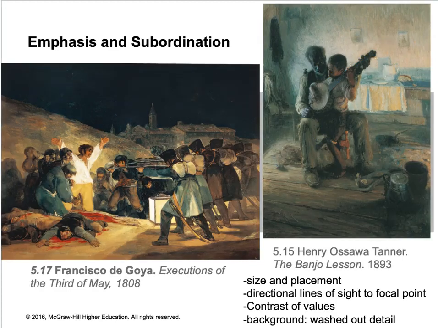Another thing you have going here is value, just like in de Goya's Third of May painting. This one, The Banjo Lesson, has contrast in value. Look at the darks and lights. It's kind of funny because really the lighter areas are around the figures, aren't they? Do you see that? And even over here, it's lighter on this side. There's some light over here.